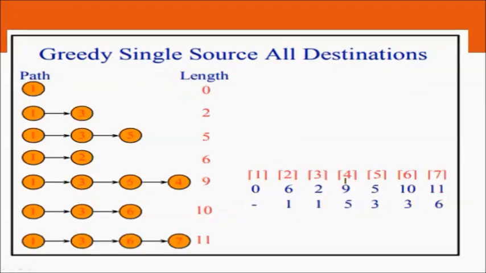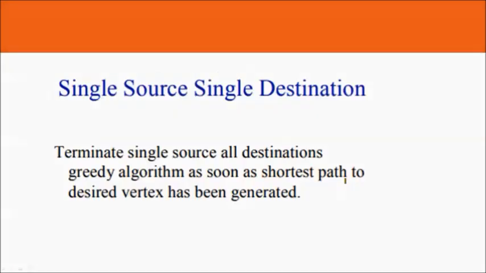Okay? Just to summarize, class, this is our summary. As you can see here, we have different directions, and of course, the distance involved or the length. So we have the lengths of 0, 2, 5, 6, 9, 10, and 11 based on the given direction of the vertices. Okay? So single source, single destination: terminate the greedy algorithm as soon as the shortest path to the desired vertex has been generated.